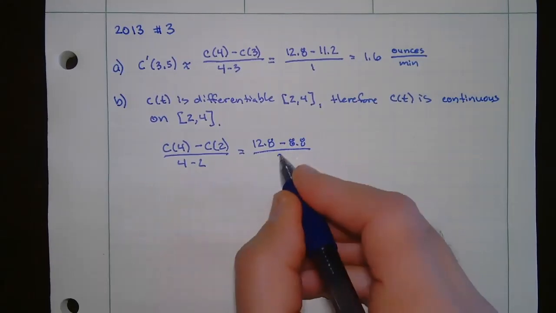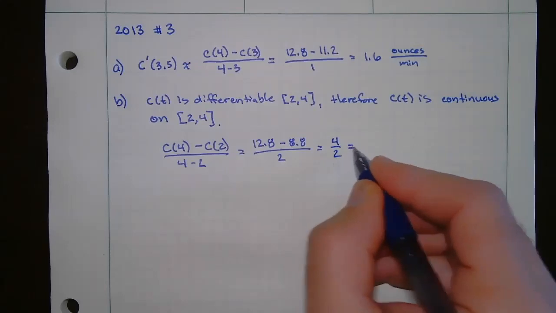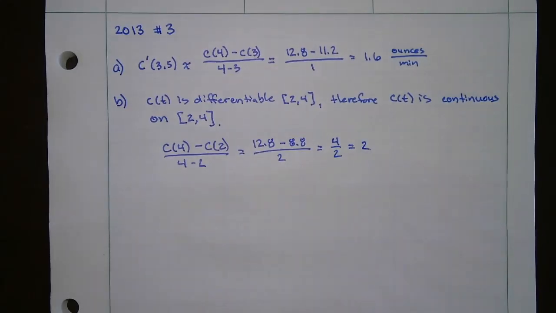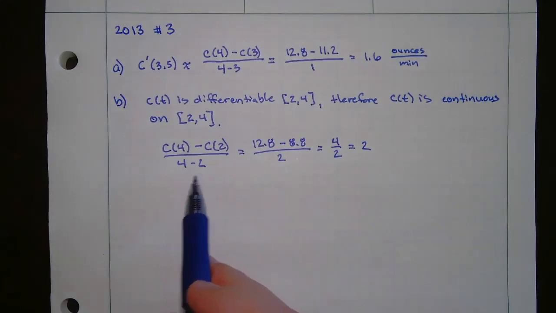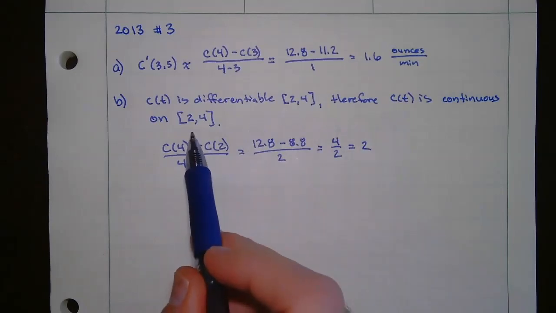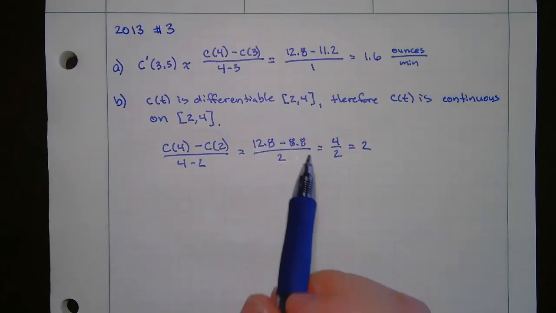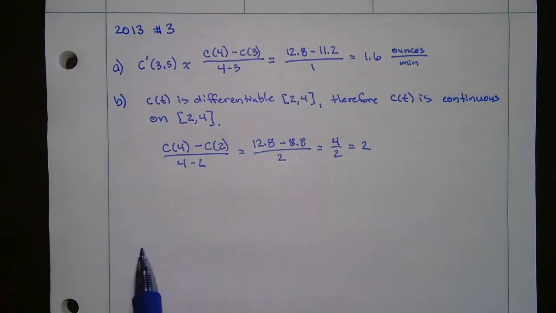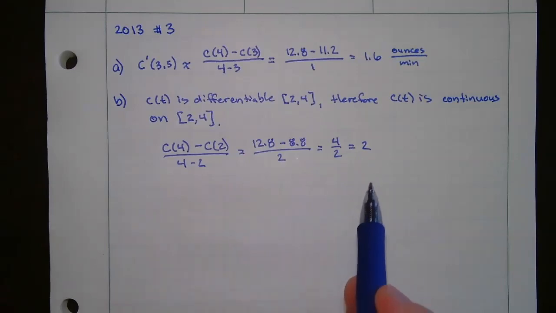And 4 minus 2 is 2. So this would be 4 over 2, which is equal to 2. Okay? Now, because this is an average rate of change between 2 and 4, and because it's continuous on the closed interval and differentiable on the open, even though I wrote closed, therefore, by the mean value theorem, there has to be a derivative between 2 and 4 in which C prime of t is equal to 2, okay?